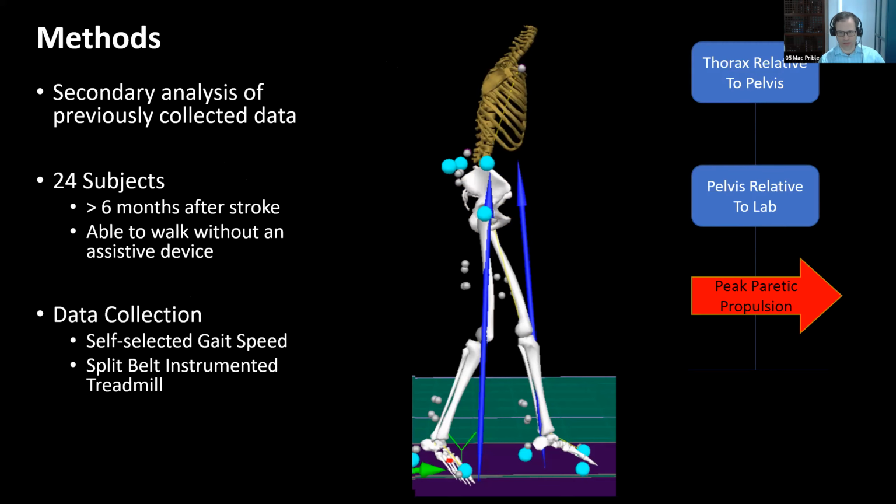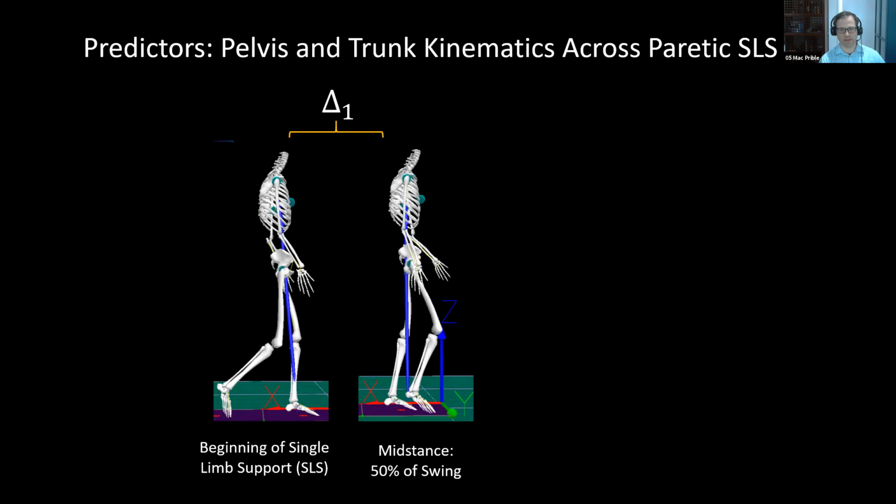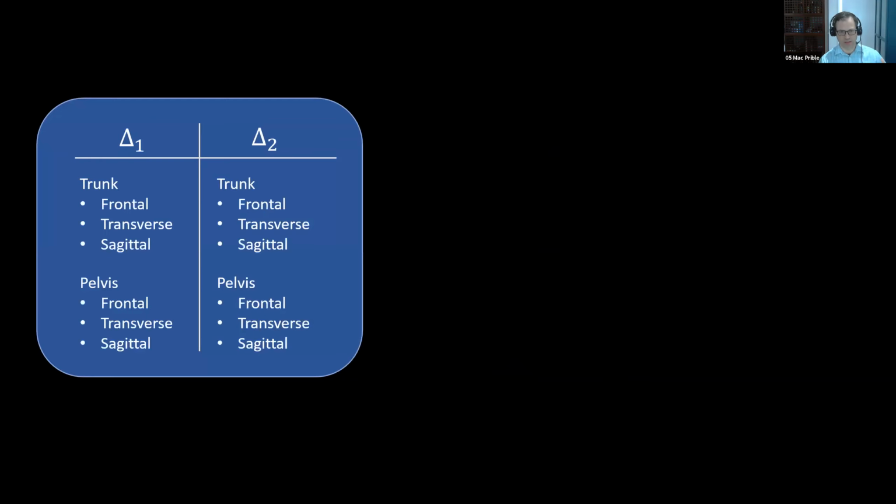To track the changes, we looked at movement across 2 time periods during single limb support. There was the initial moment as the body shifts into paretic single limb support into mid stance, and then from mid stance into initial contact of the non-paretic swing limb. So this ends up yielding 2 different time periods, looking at the trunk and the pelvis, and in 3 planes of movement, which ends up being a lot of variables.